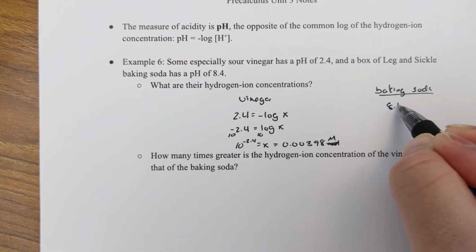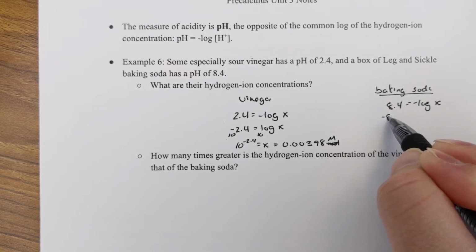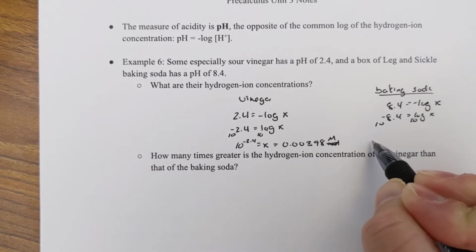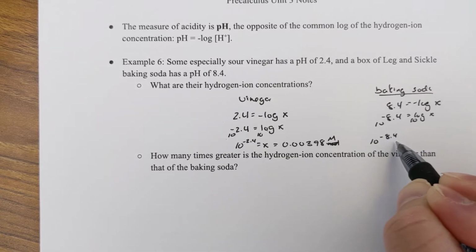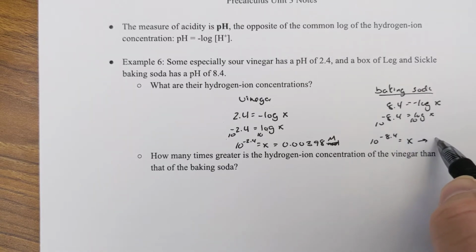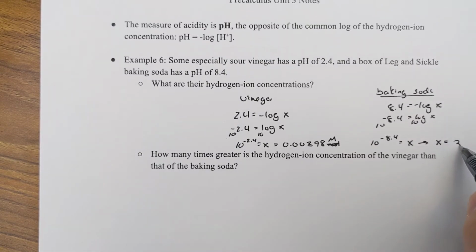So the pH is 8.4 equals the negative log of the hydrogen ion concentration. So negative 8.4 equals the positive log. Everybody becomes powers of 10. So 10 to the negative 8.4 is equal to x. So x is equal to 0.000000004.